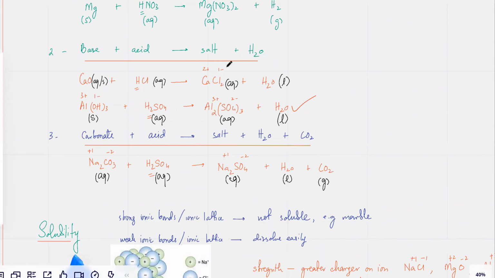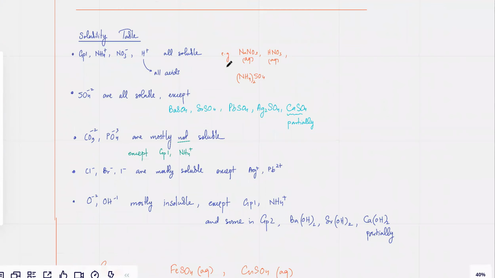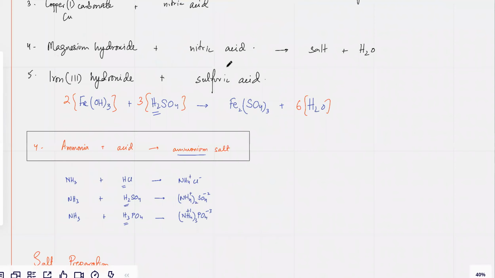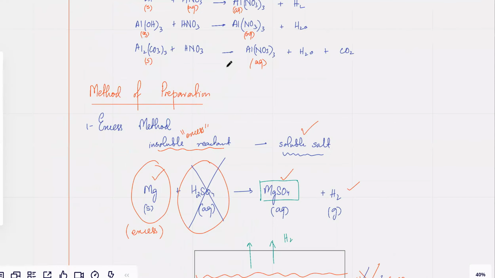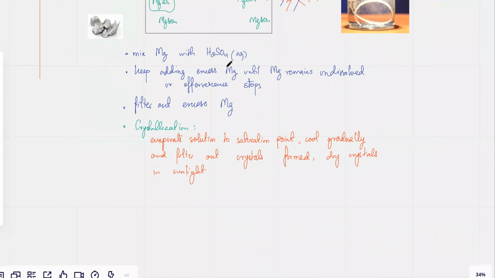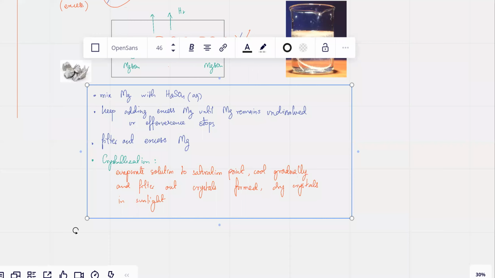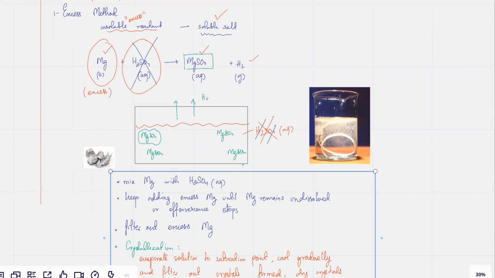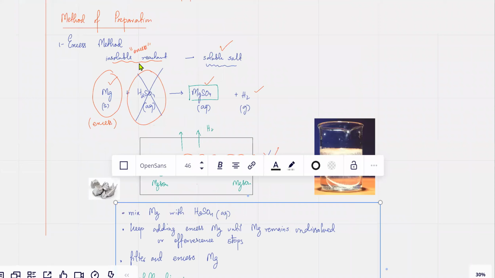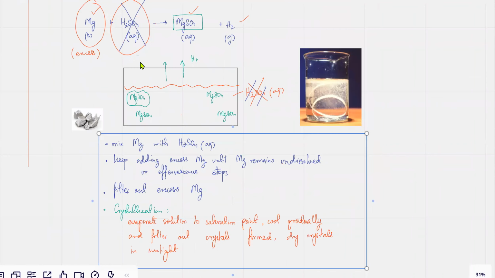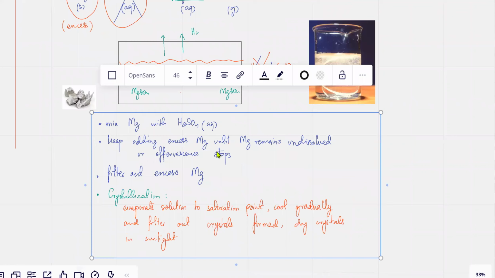Make sure the method that I've described for making the salt and this description, you're going to get big questions on this. You're going to get 4-5 mark questions on this. So remember when to use the excess method. It's always a soluble salt produced from an insoluble reactant. The equation doesn't matter. The explanation would be exactly the same every time. You mix the two reactants, and the insoluble reactant should be added in excess. Is this clear to everyone?